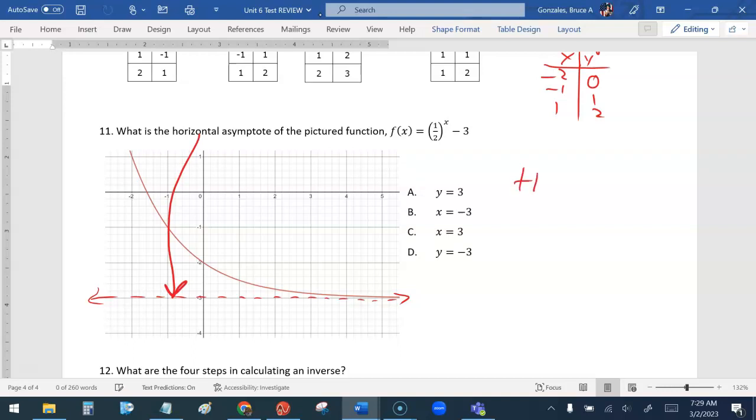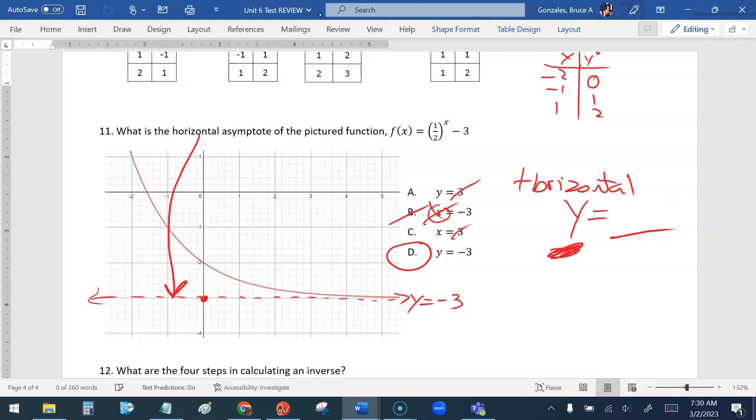So horizontal goes through the y-axis. It's y equals blank, okay? So this goes right through negative 3, so this has to be y equals negative 3. Okay, it's not positive 3, and it's not x equals, okay? That is not right. That would be a vertical line. Horizontal is y equals, okay?